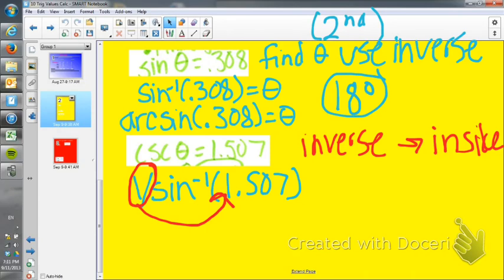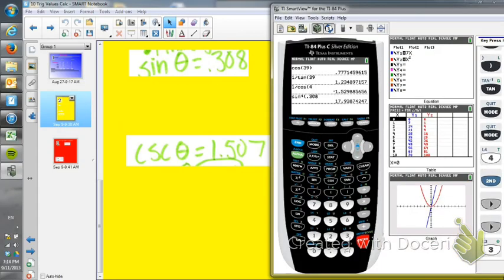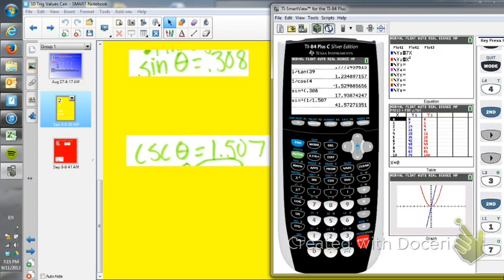So I'm going to type this in my calculator as sine inverse of 1 divided by 1.507. And as long as my mode is still in degrees, that's going to give me the right answer. So I'm going to go back to my calculator, and I'm going to do inverse sine of 1 divided by 1.507. And that gives me about 42 degrees, which is my answer.